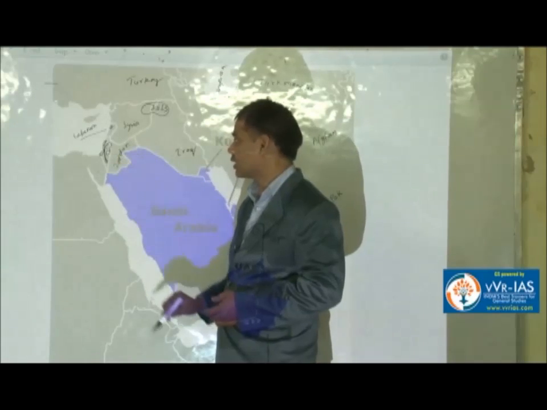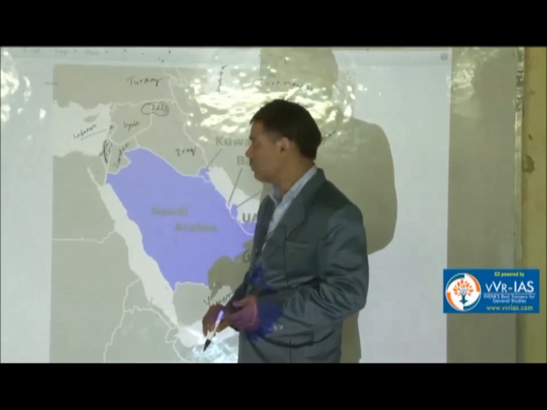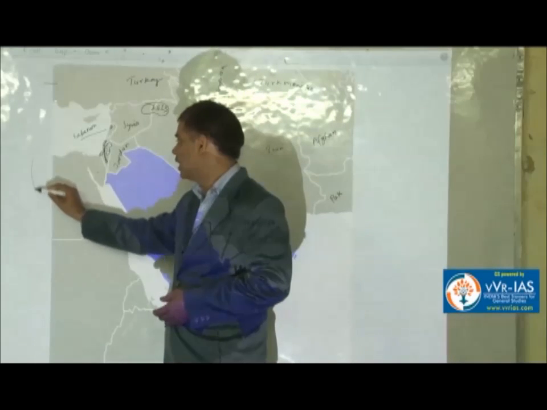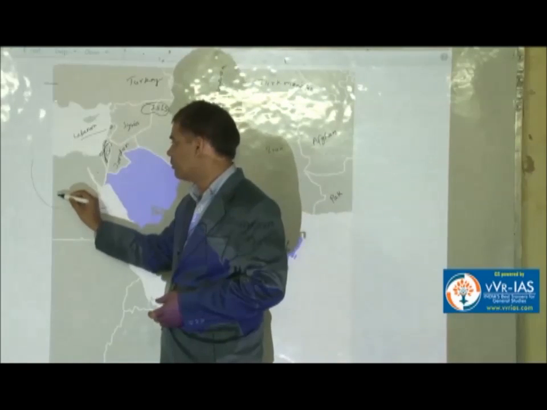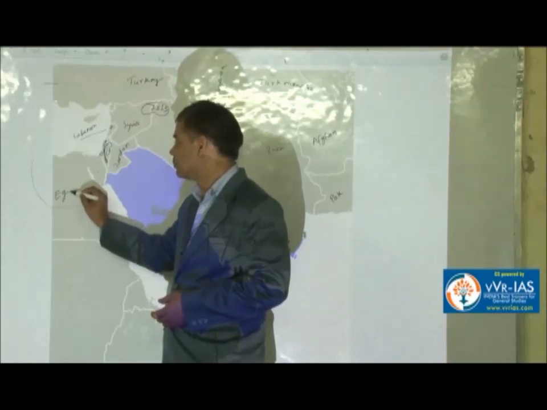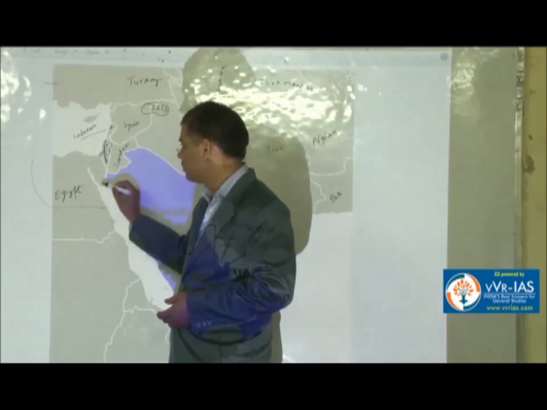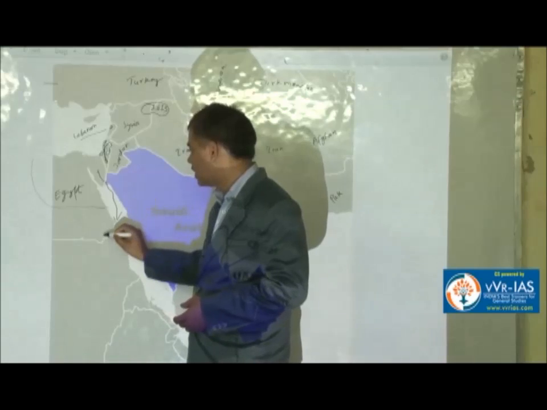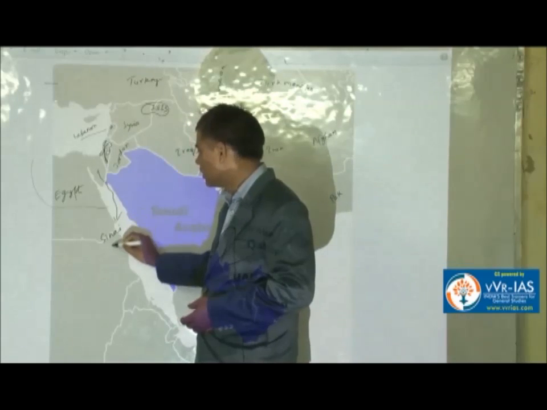Now this is one part. It is located in Asia, but it is part of another nation. Here is the African nation. The name of this African nation is Egypt. So here is Egypt, and this part of Egypt is called the Sinai Peninsula.